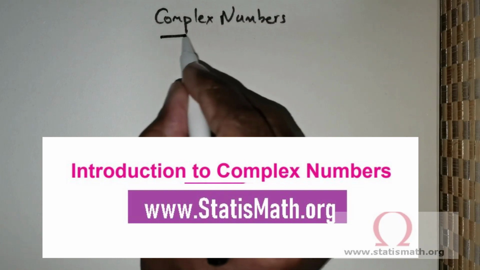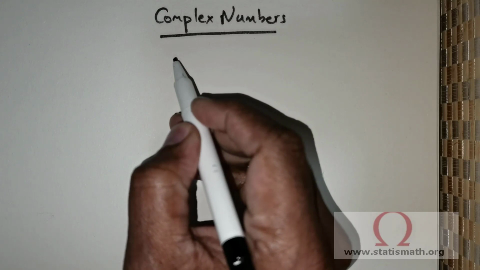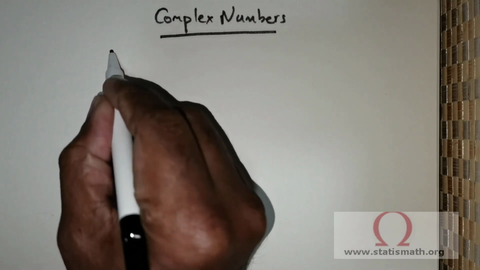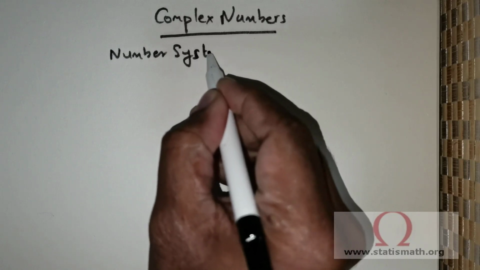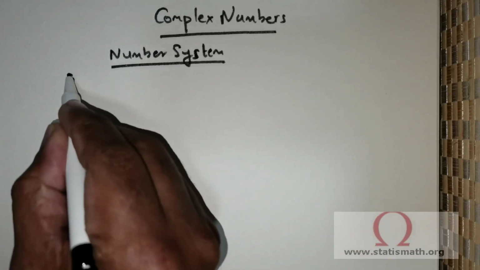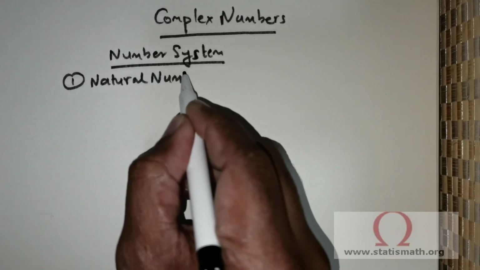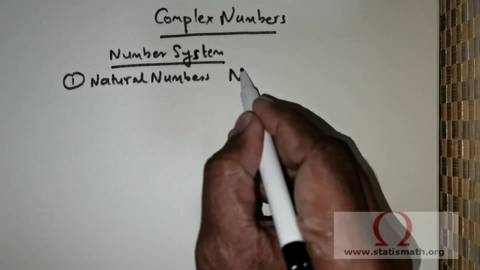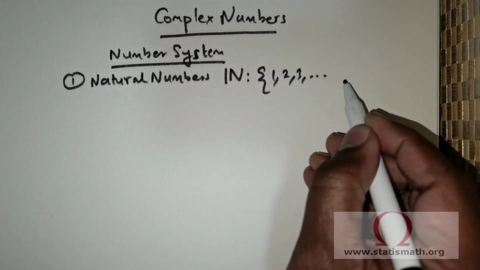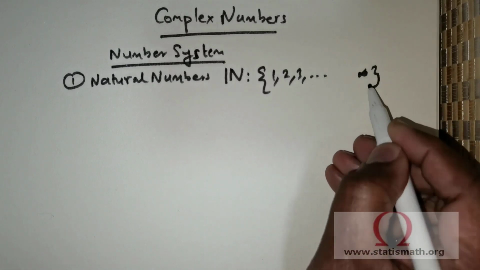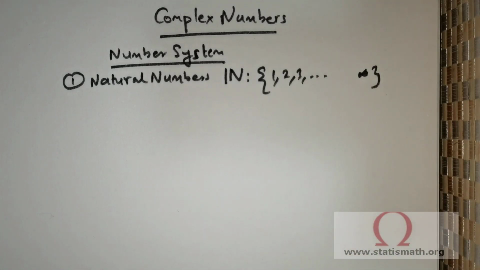Students, in this class we will study complex numbers. Before we can understand what a complex number is, you will have to know the number system that we have got. The first is the natural numbers. Natural numbers are represented by the letter N, and they start from 1, 2, 3, and go up to infinity. These numbers are also called God-given numbers.